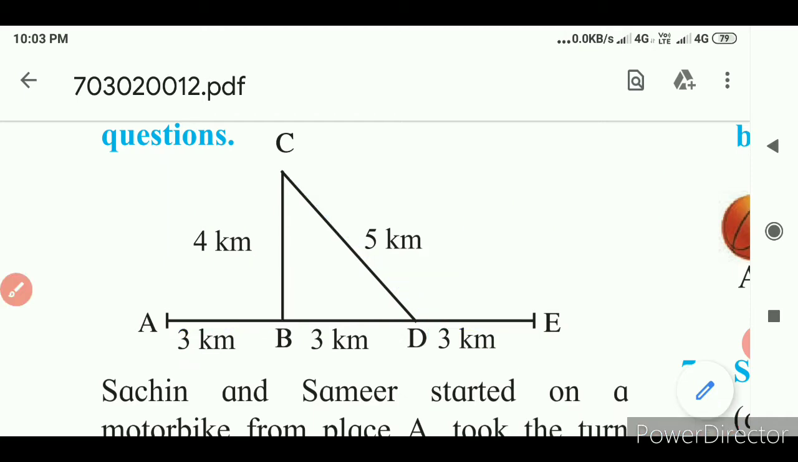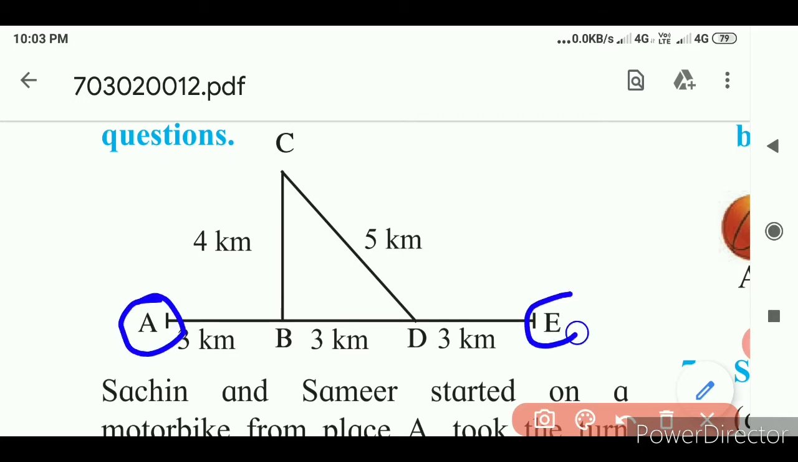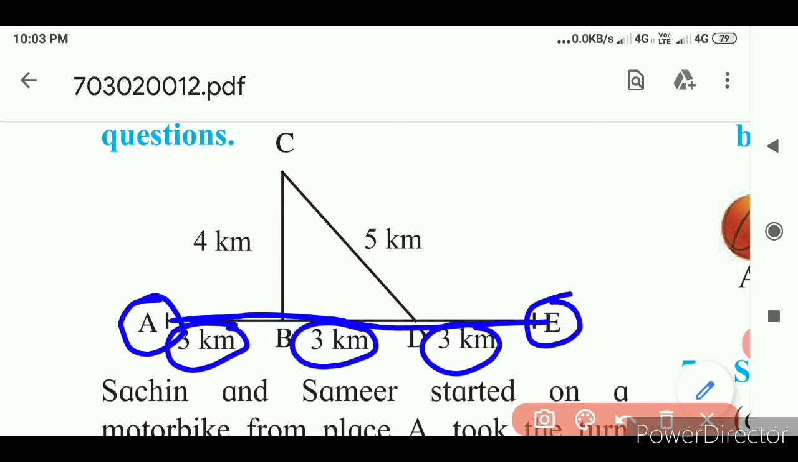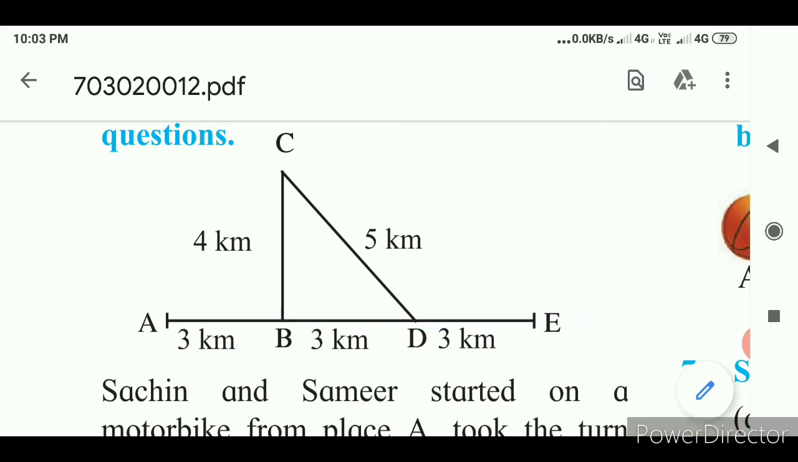Now, what is the displacement they cover? Displacement, we know, is the minimum distance between the starting point and the end point. So A is the starting point and E is the end point, and the distance between these two points is a straight line. So what is the displacement? 3 km plus 3 km plus 3 km. So the displacement is 9 km and the distance covered is 15 km.